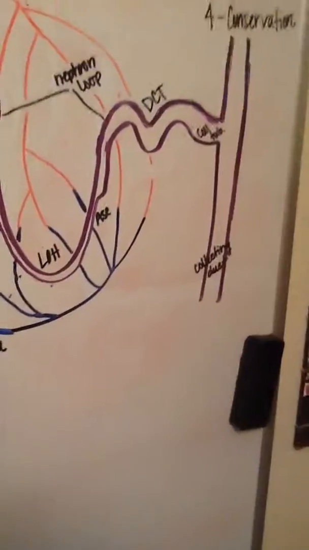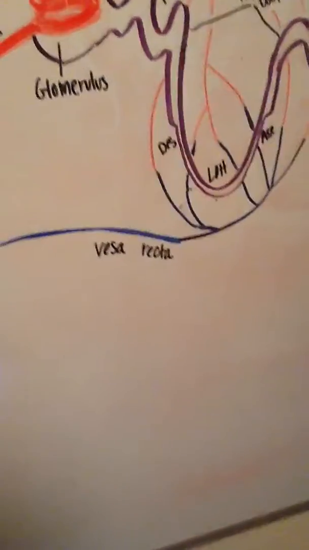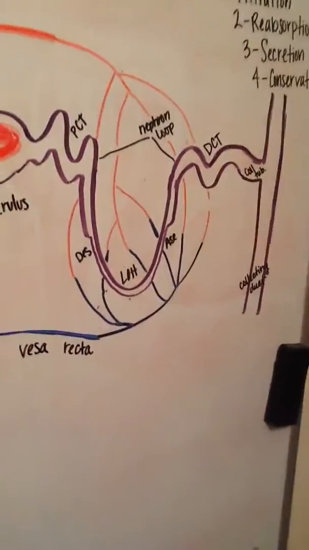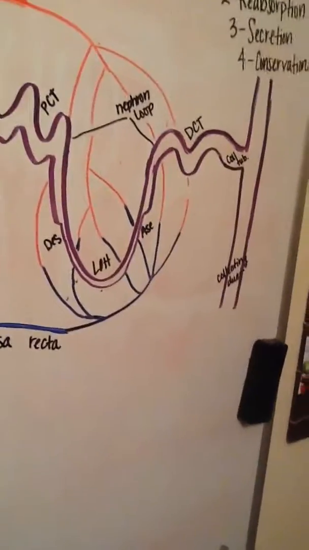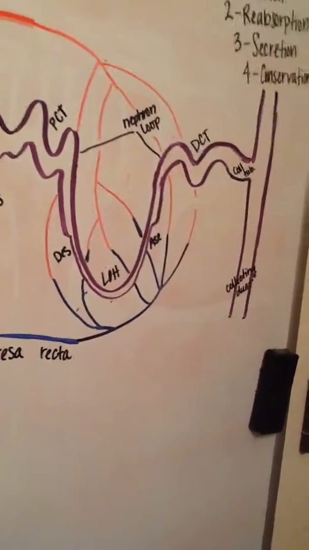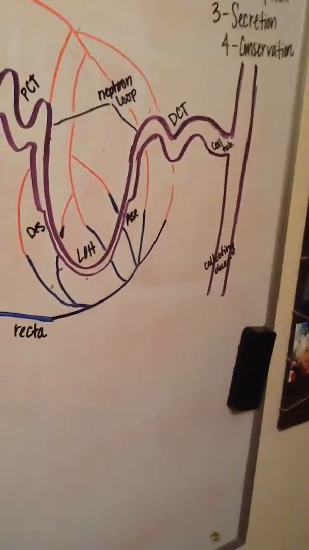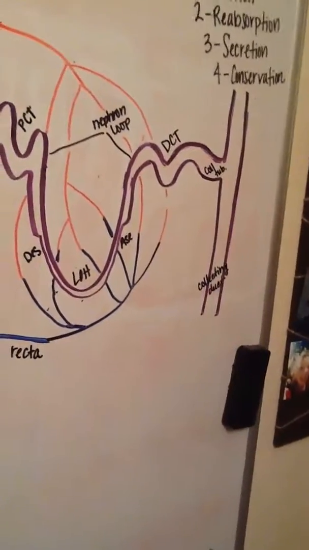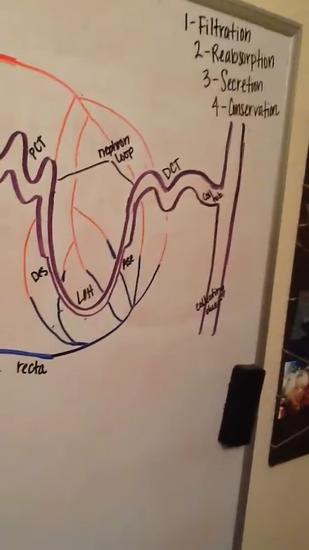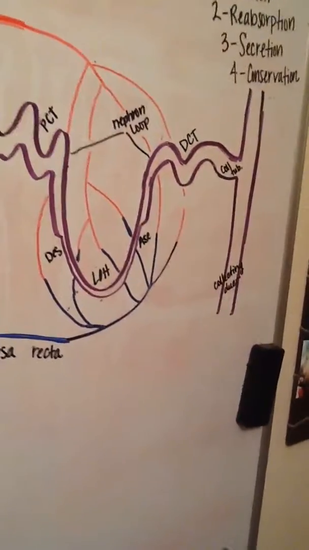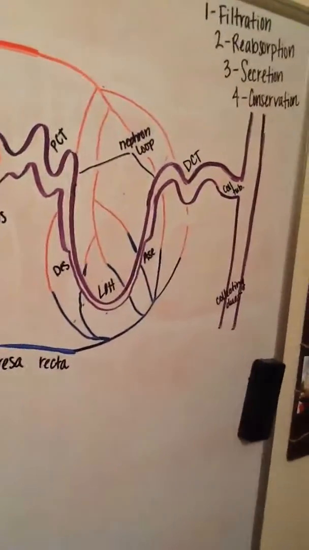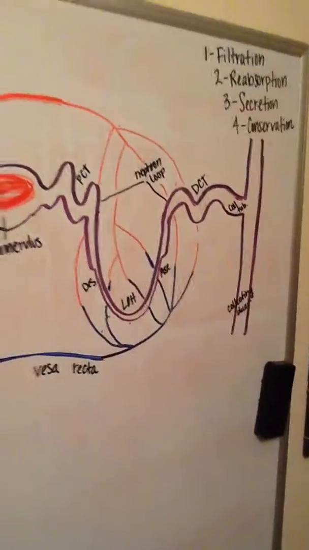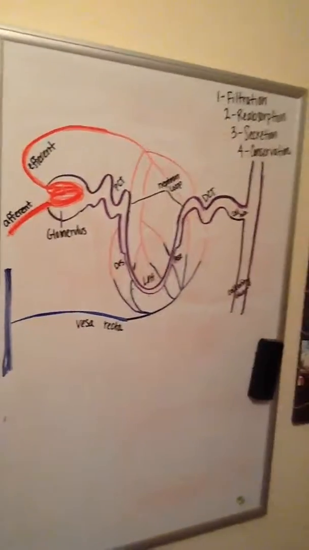When you talk about urine and the urinary system, a big thing that plays a role in conservation is ADH, so antidiuretic hormone, which is stimulated in the hypothalamus to increase the amount of water that's being reabsorbed in order to maintain hydration in the body. And I think I covered everything.